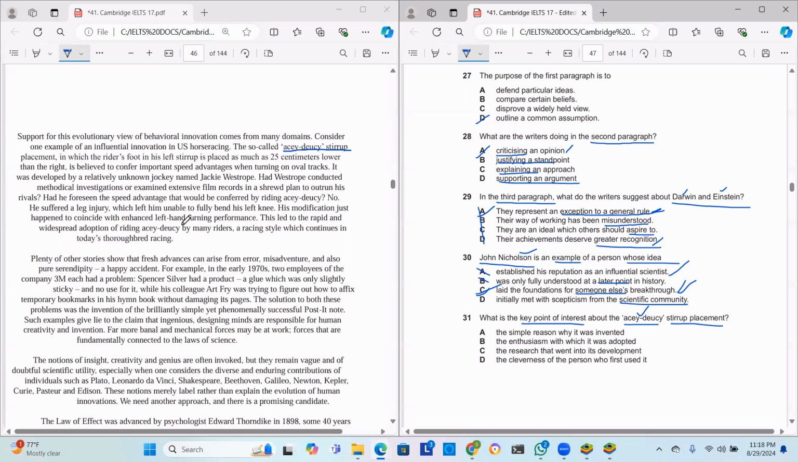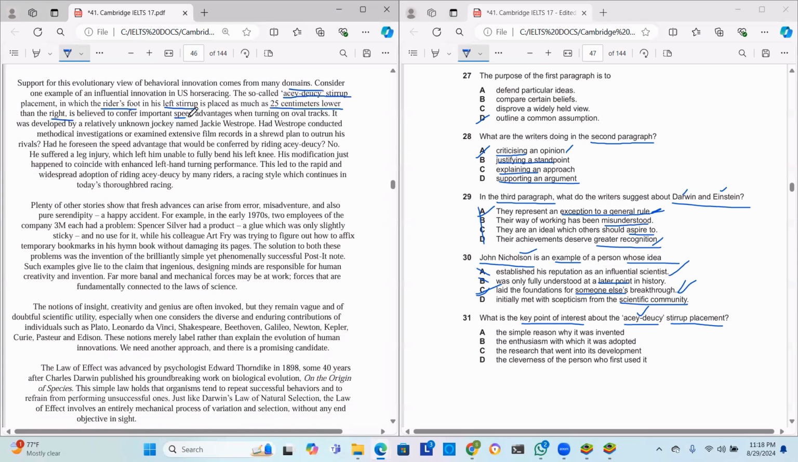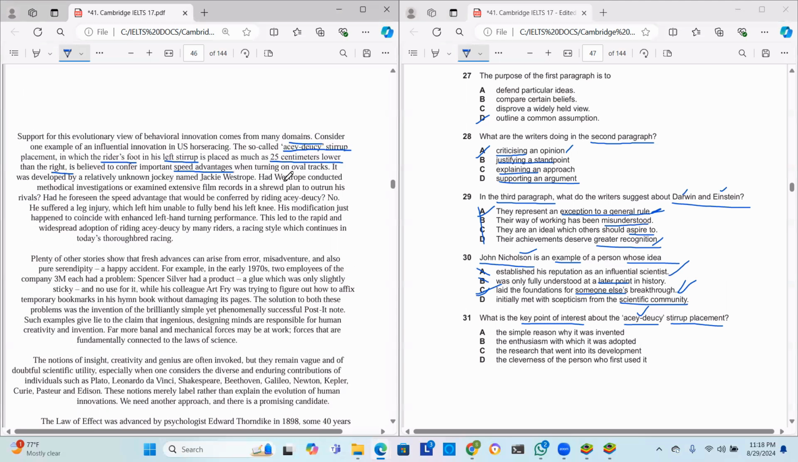So support for this evolutionary view of behavioral innovation comes from many domains. Okay, consider one example of the influential innovation in US horse racing, so-called ACDC stirrup placement, in which the rider's foot in his left stirrup is placed as much as 25 centimeters lower than the right. Is believed to confer important speed advantages when turning on oval tracks. Okay. So here he says by placing the left stirrup, meaning the left foot, 25 centimeters lower than the right foot, when they take the turnings in the oval track, they will have some speed advantage.